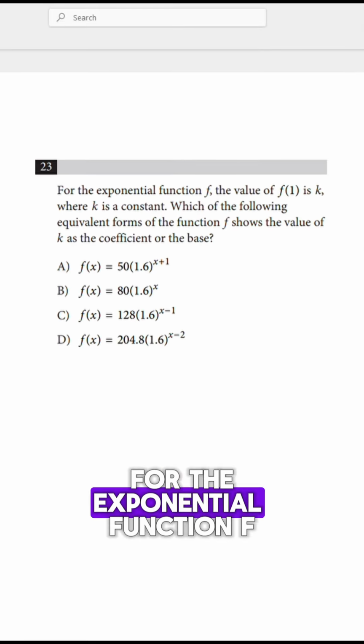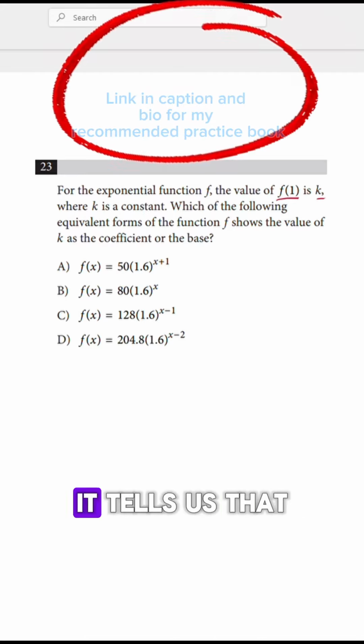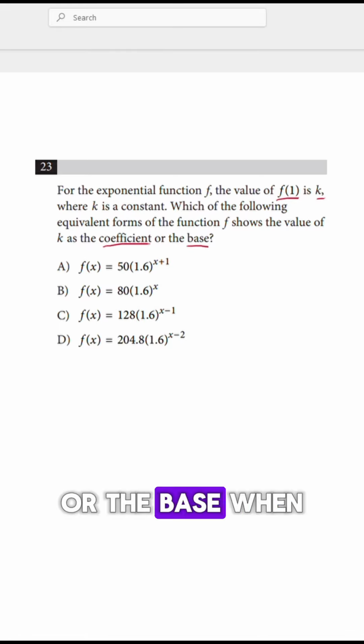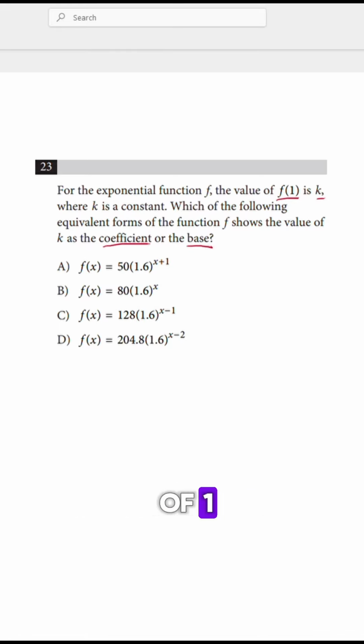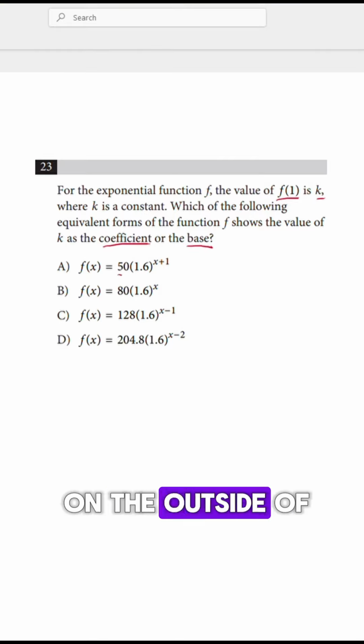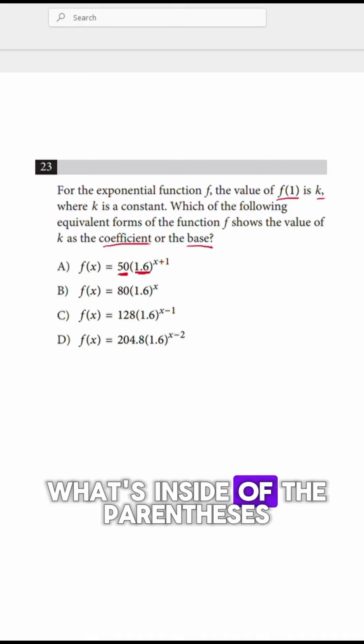So it tells us, for the exponential function f, the value of f of 1 is k. And later on, it tells us that k is a coefficient or the base when we plug in f of 1. So what does that mean? Well, when we have an exponential function, we have a number on the outside of the parentheses, which is a coefficient, and then we have the base, which is what's inside of the parentheses.